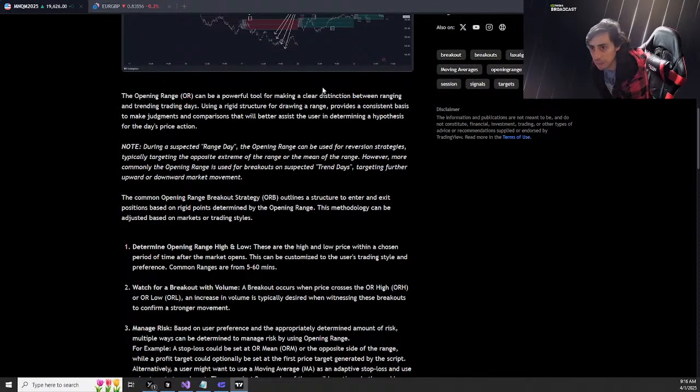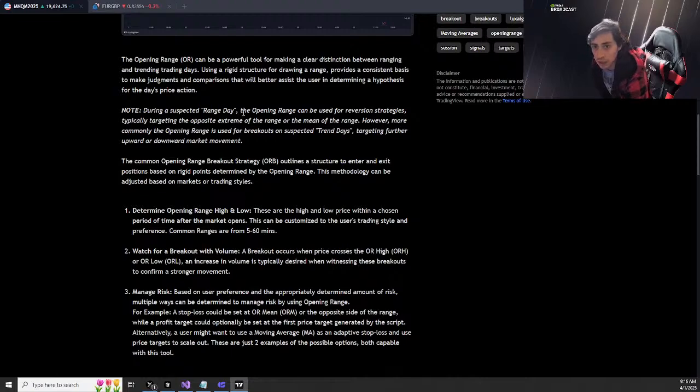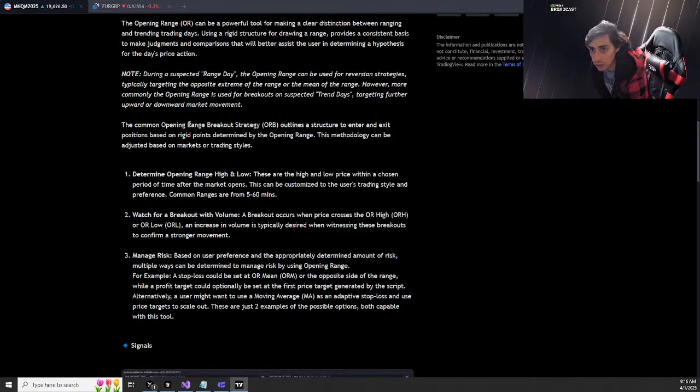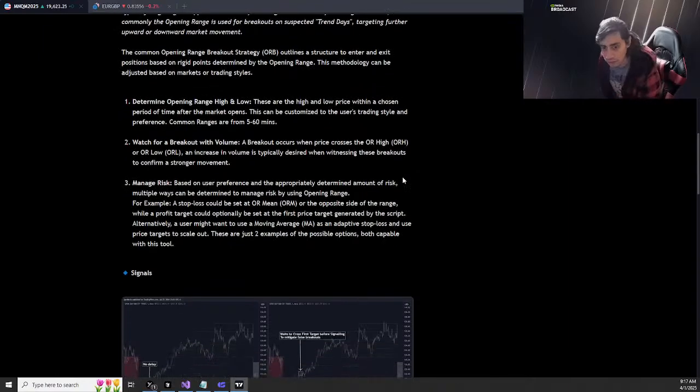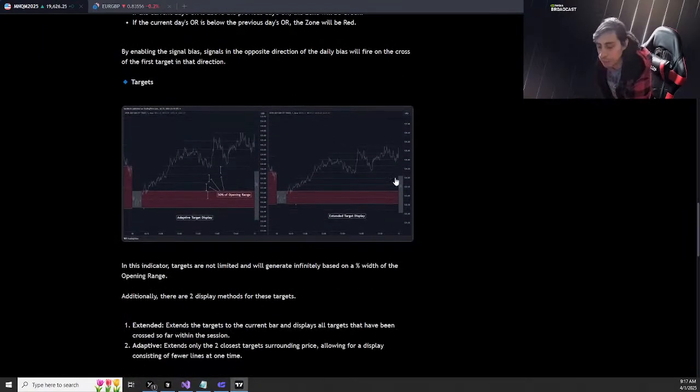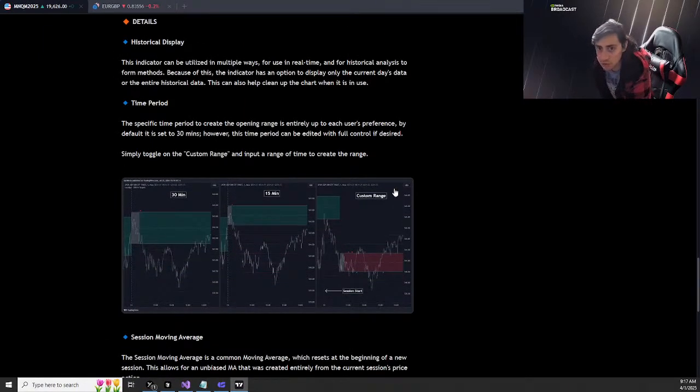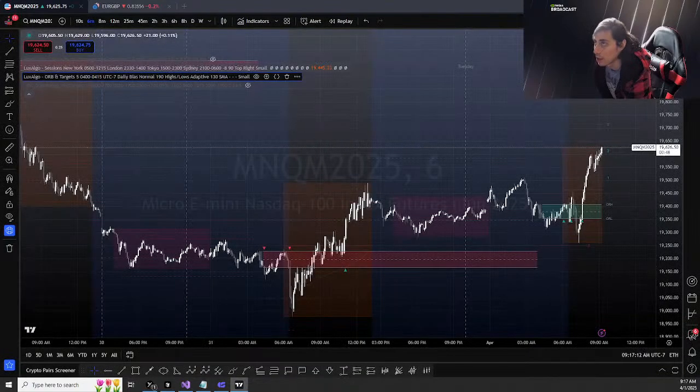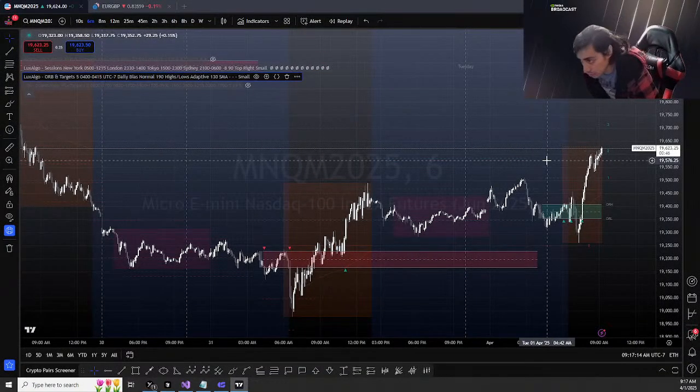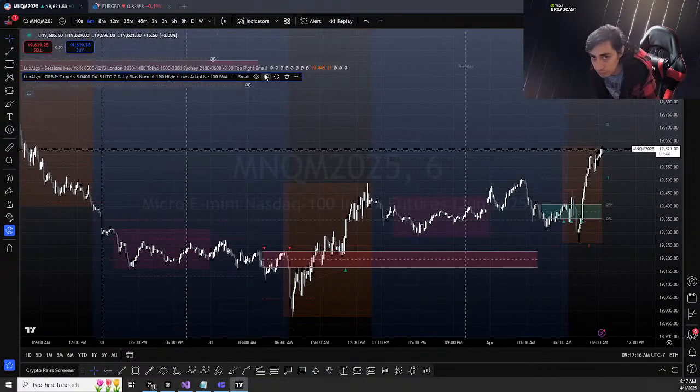Open range can be a powerful tool, right? During a suspected range day, the open range can be used for reversion strategies, typically targeting the opposite range of the mean. However, it is usually suspected for trend days, targeting further down or up. I'm going to bypass this right now because I really want you to understand how this is plotted, and from your experience how it's going to plot signals right now.